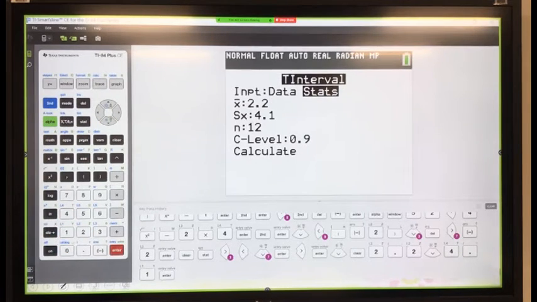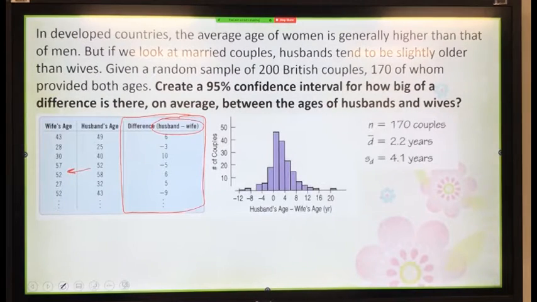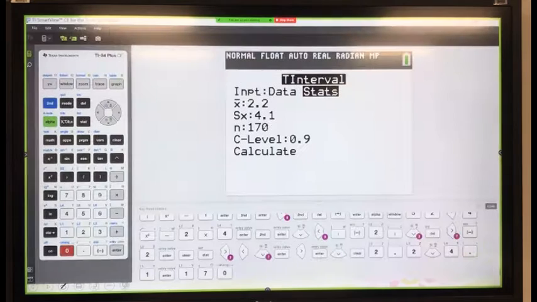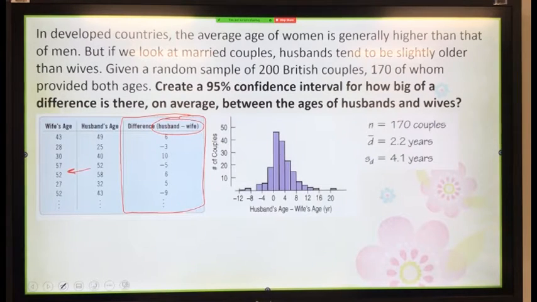And my N was 170 couples. Now note, I sampled 200 couples, but only 170 provided information from both the male and female. So I only want to look at that 170. Does that make sense? I only want to look at the data that I can pair together.